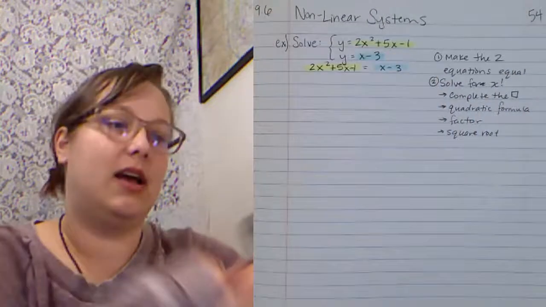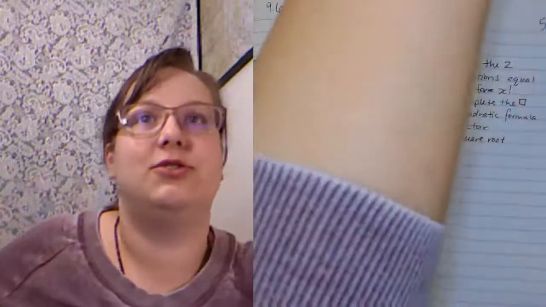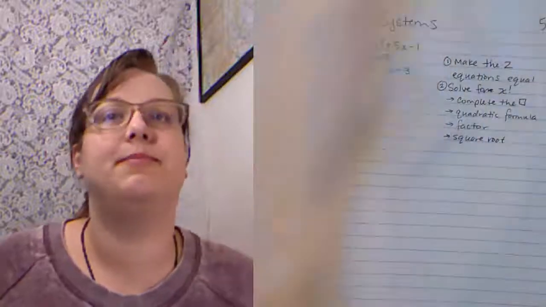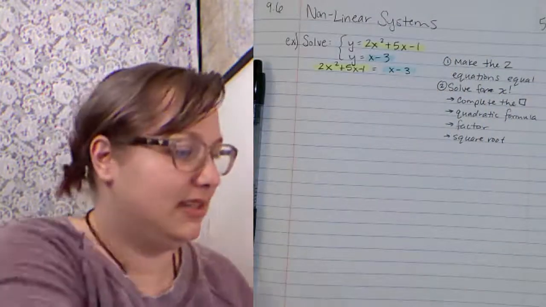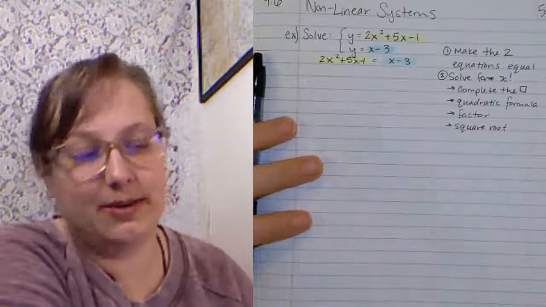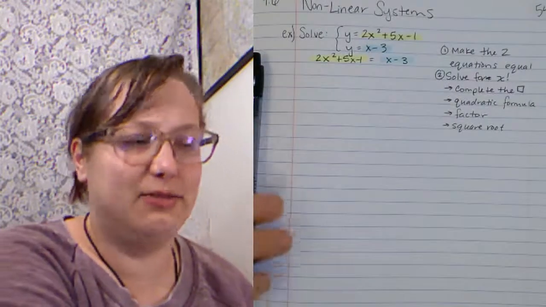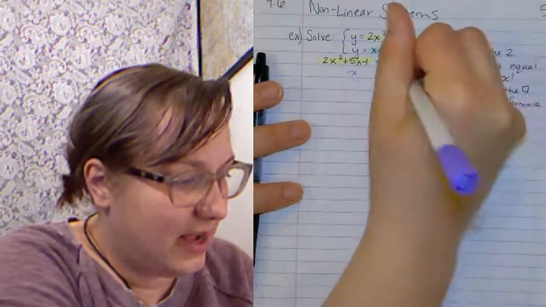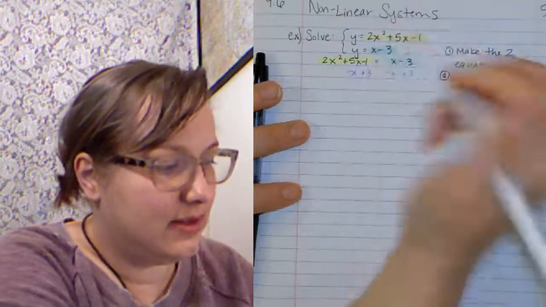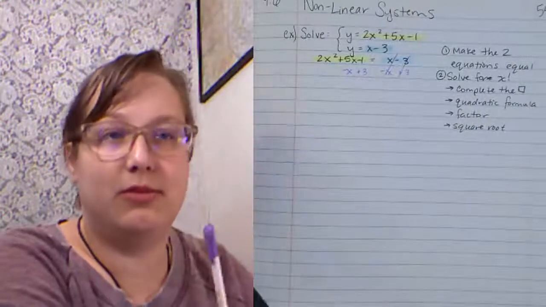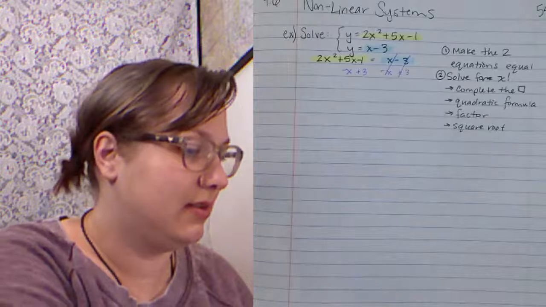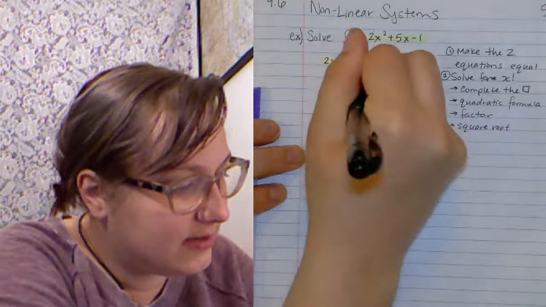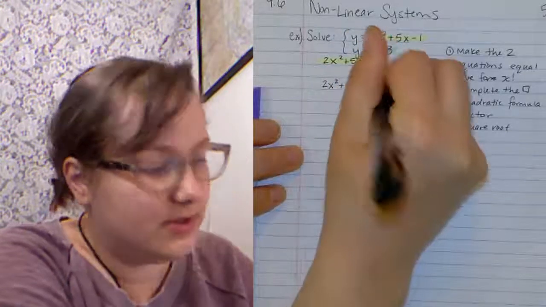Alright, so let's do it. I should have grabbed a pen, and I should have told you what color I chose. Purple. You're welcome. Alright, so I want to move everything to the side with the x squared, unless the x squared is negative, which I don't think it's going to be. So I'm going to subtract x from the 5x, and I'm going to add 3 to the 1, because that'll cancel out both the things on one side and move them over to the other. So I get 2x squared plus 4x plus 2 equals 0.